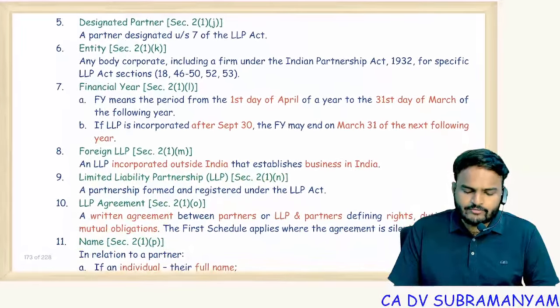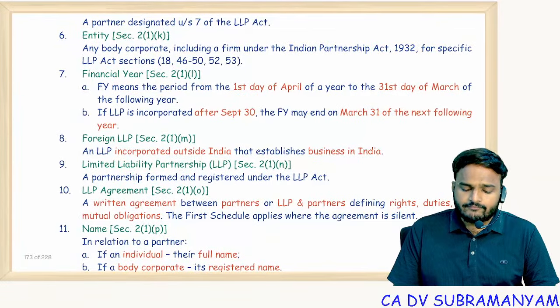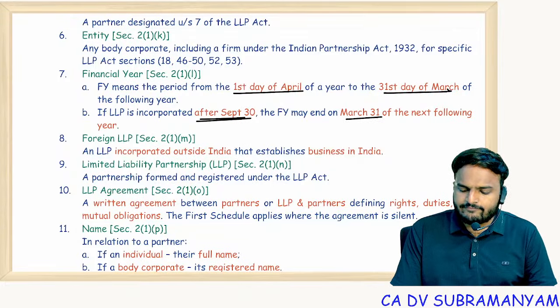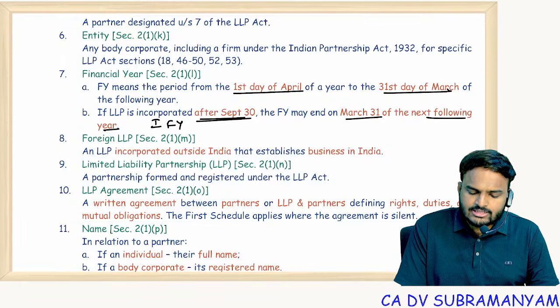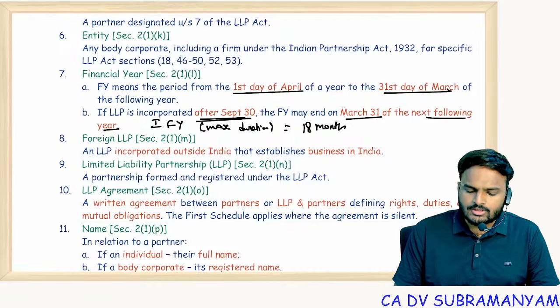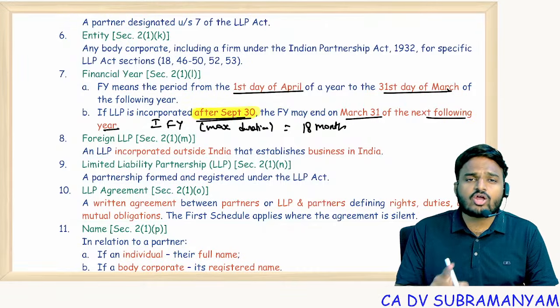Next important definition is financial year. Financial year means the period from 1st day of April to 31st day of March. But if LLP is incorporated after 30th September, the financial year may end on 31st March of the next following year. So that means for the first financial year, the maximum duration would be 18 months. Remember this cutoff date: after 30th September. That means on or after 1st October.